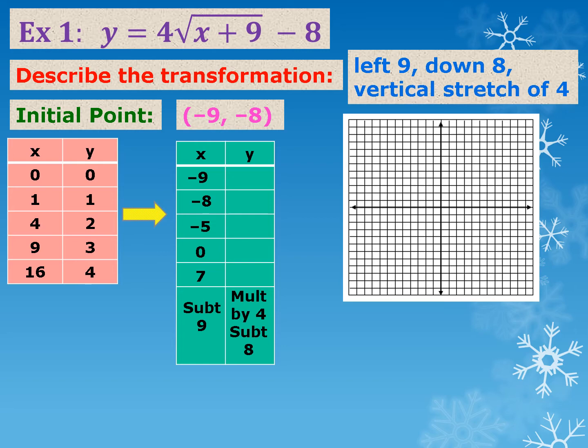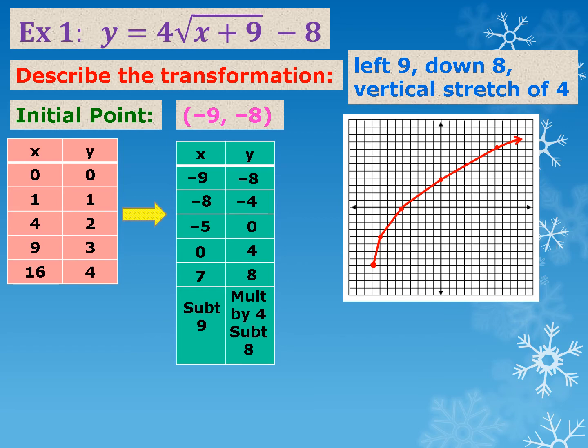So 0 times 4 is 0, minus 8 is negative 8. 1 times 4 is 4, minus 8, negative 4. 2 times 4 is 8, minus 8 is 0. 3 times 4 is 12, minus 8 is 4. 4 times 4 is 16, minus 8 is 8. So I plot all 5 of those points and I connect the dots.